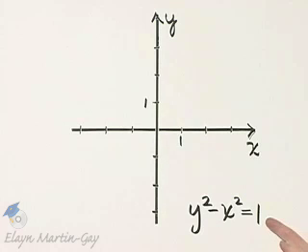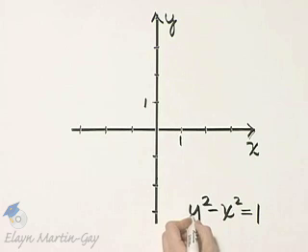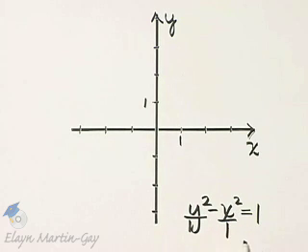Let's graph this conic section, y squared minus x squared equals 1. This is a difference of those terms, so this is a hyperbola. If you'd like to write it in standard form, you can write this as y squared over 1 minus x squared over 1, because there already is that constant of 1 on the right side.